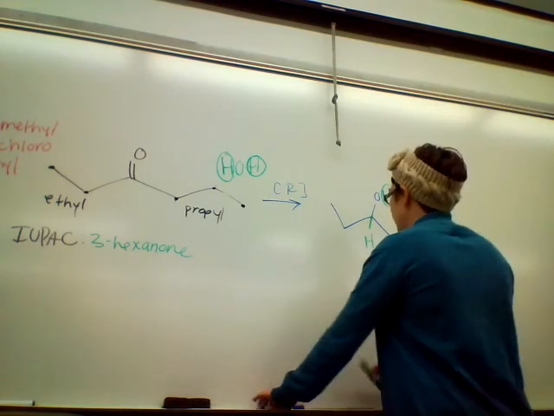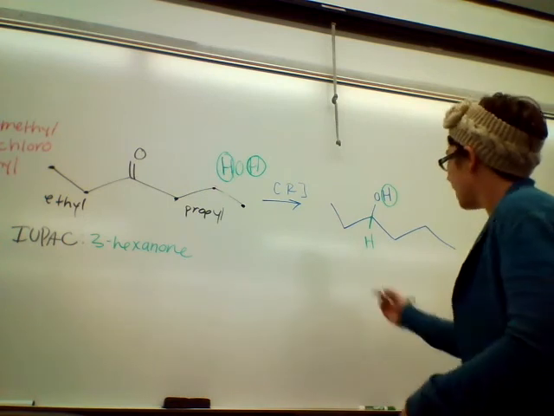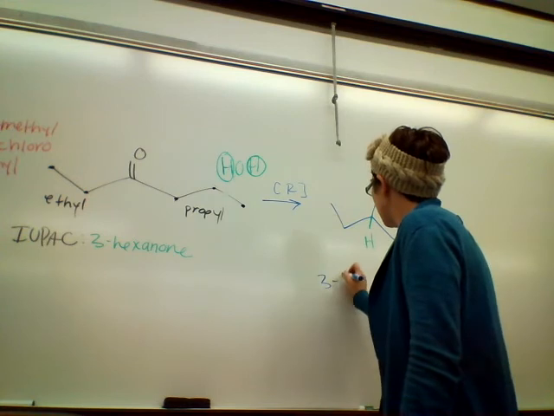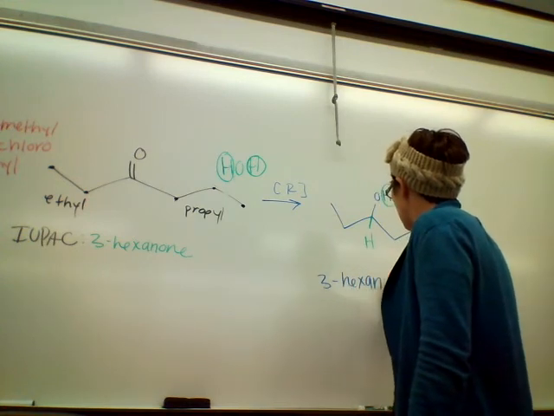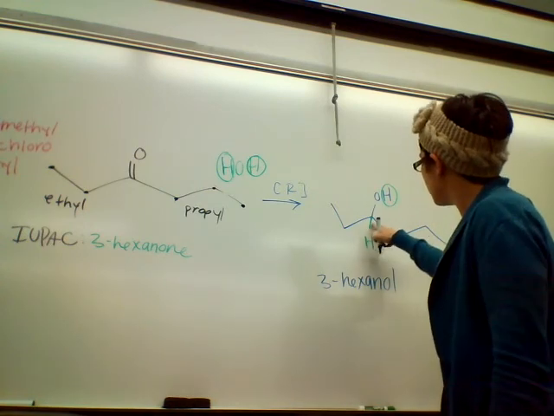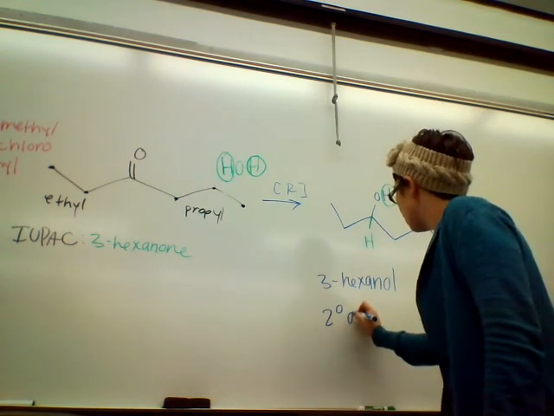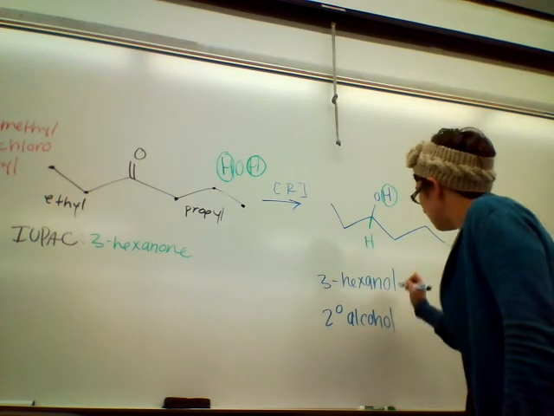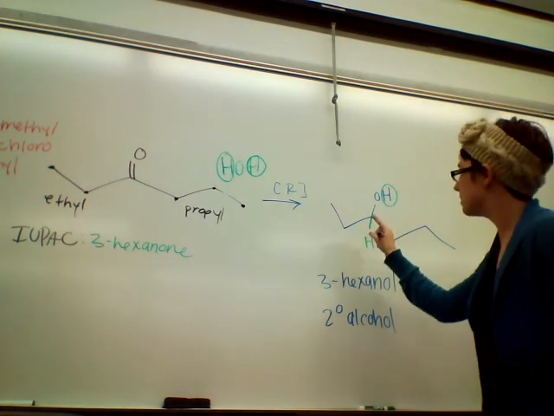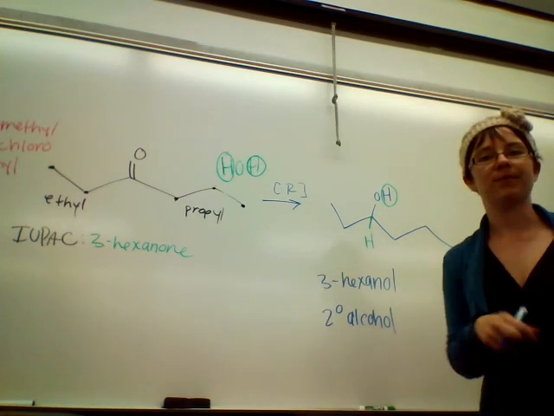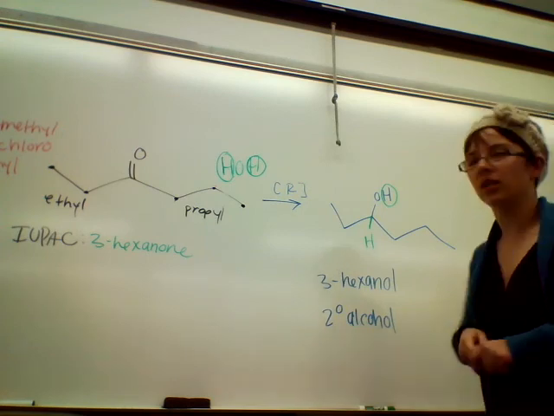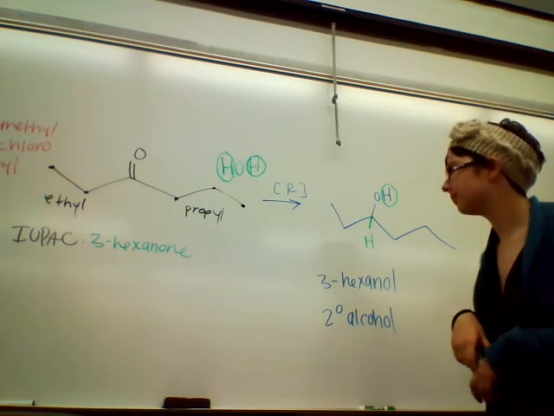Now, if we were to do the IUPAC name for this, we would say that this is just 3-hexanol, because it's now an alcohol. And this, you can see, is a secondary alcohol, because the OH group is attached onto a carbon that is attached onto 2 other carbons. That's why it's a secondary alcohol. And this is an example of a reaction of a ketone.